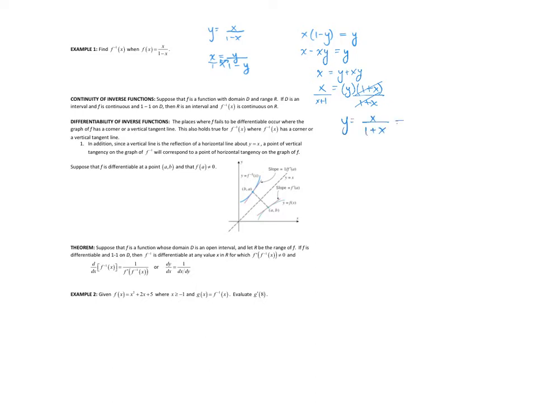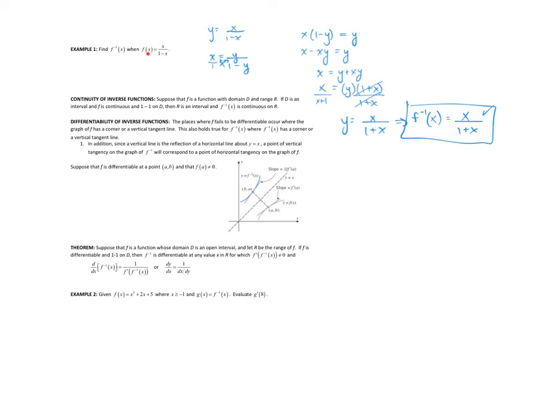We could just as easily call that f inverse of x is x over 1 plus x. And there we go. So that function that we just created here is the inverse of this one that we put up there. Now, if we were to graph those things, the two graphs would be reflections of each other over the line y equals x. Okay, so that was fairly straightforward, to go ahead and find the inverse function.